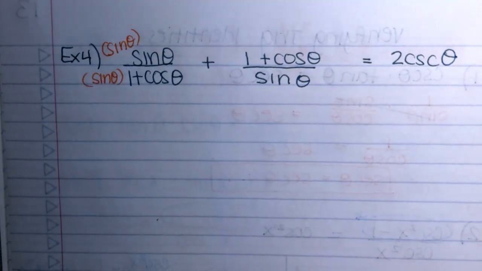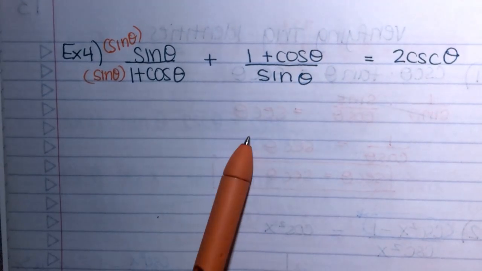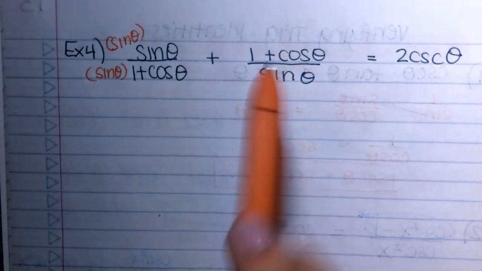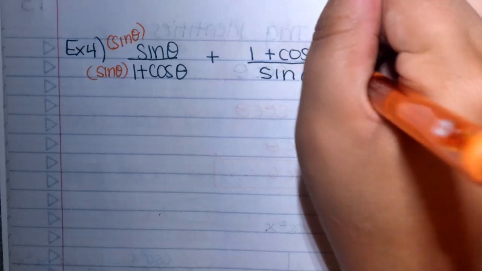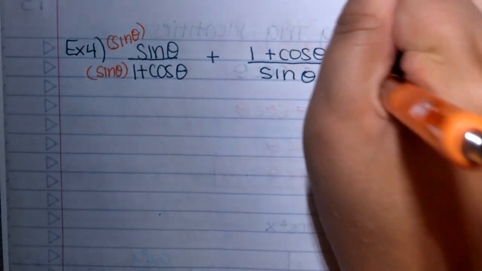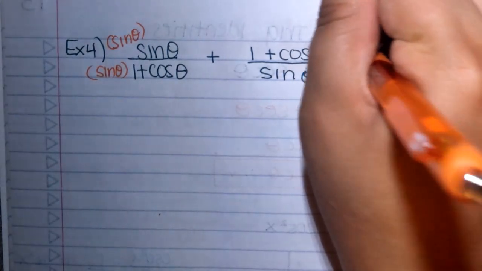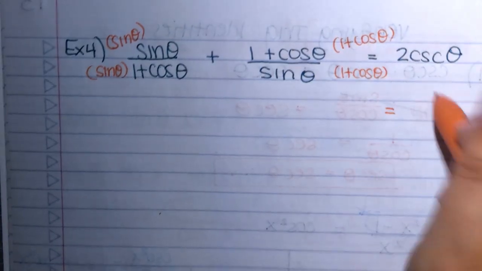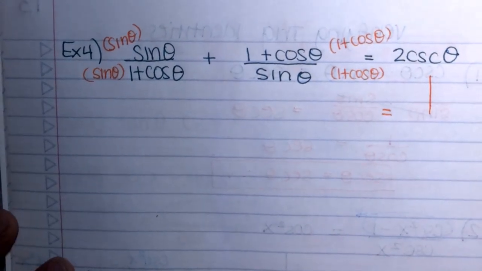And on your test, I want you to show that step. I'll count off points if you're not showing every step, because sometimes y'all just get "bam" things, and I'm like, where did that come from? What am I multiplying this side by? 1 plus cosine of theta. And I'm just going to write an equal sign, and remember, we just have to do that arrow.